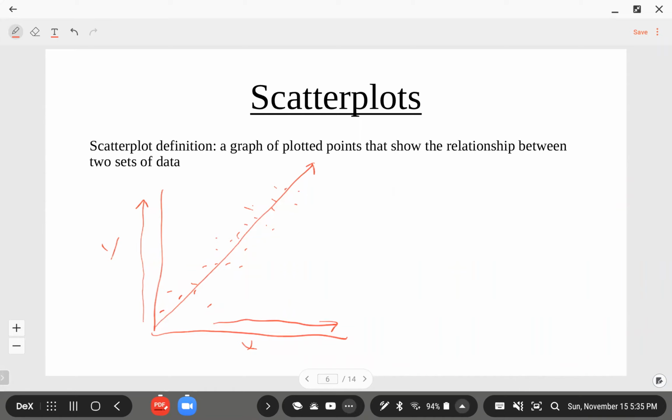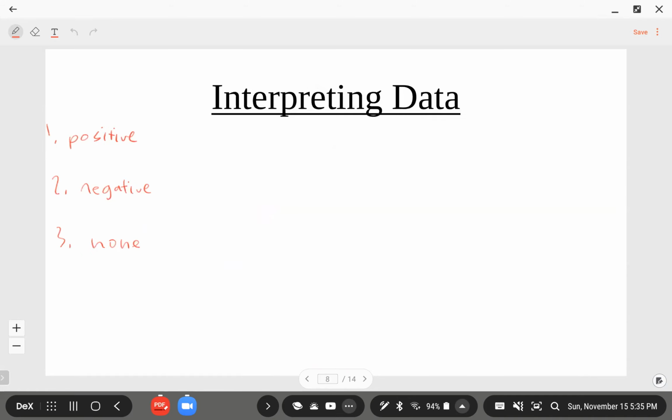Now, if the data is like this, going like this, right? You can have a trend line that models it. And you see x values are going up and y values are going up as well. Then this would be a positive association. And let me just clarify.